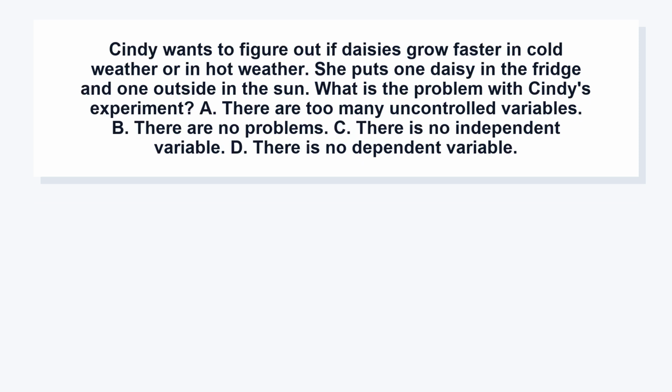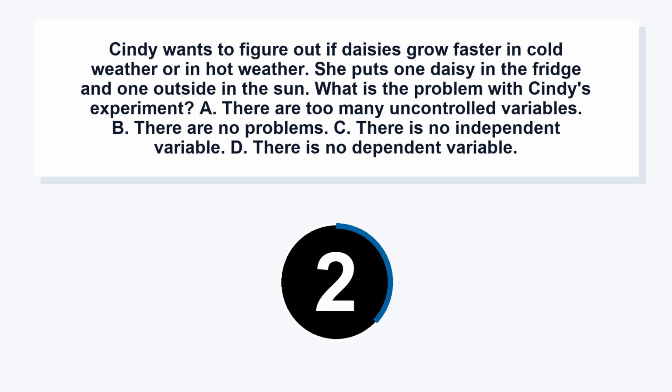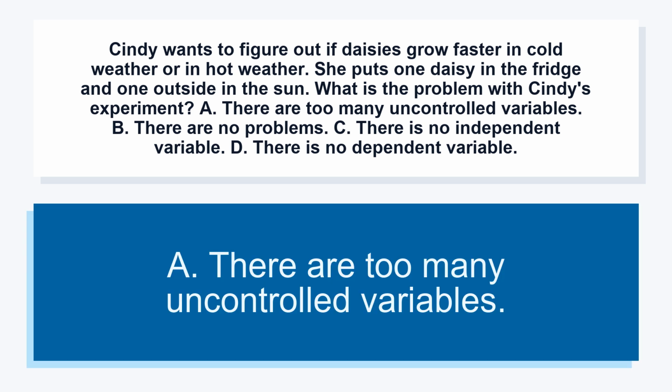Cindy wants to figure out if daisies grow faster in cold weather or in hot weather. She puts one daisy in the fridge and one outside in the sun. What is the problem with Cindy's experiment? A. There are too many uncontrolled variables. B. There are no problems. C. There is no independent variable. D. There is no dependent variable. A. There are too many uncontrolled variables.